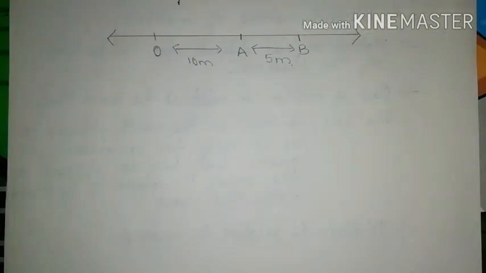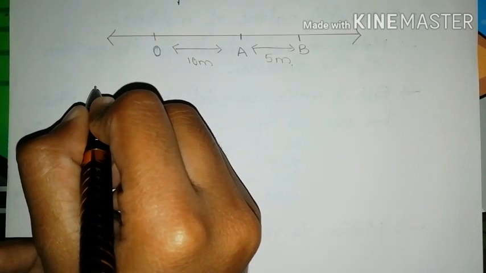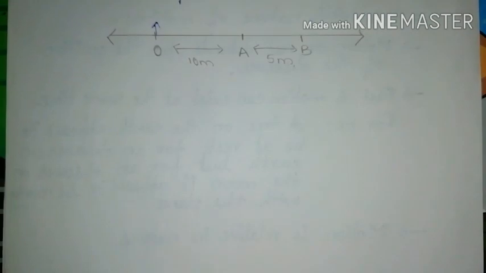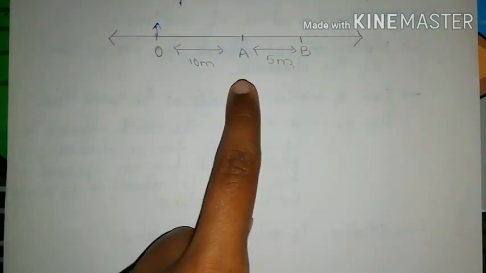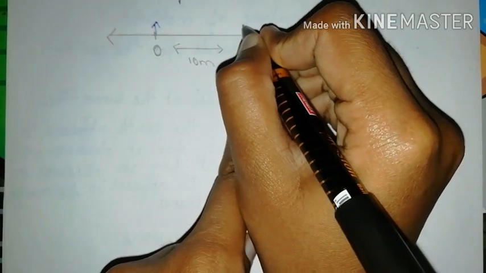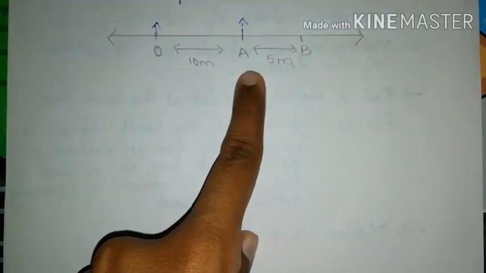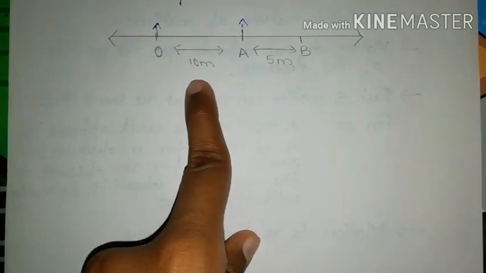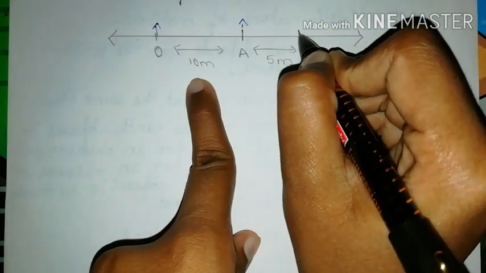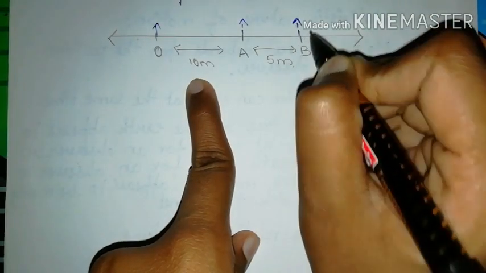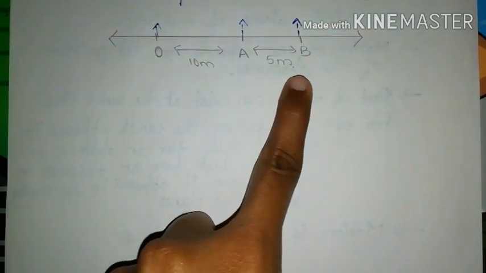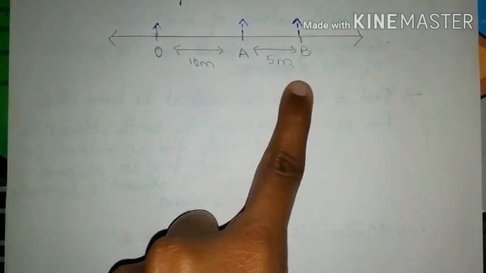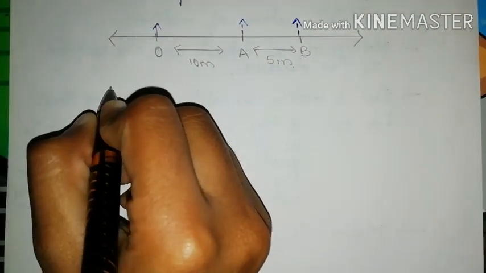So another way to understand distances and displacements is, consider an object at O. Initially the object is at point O, and then it moves from O to point A. At point A, the length between points O and A is 10 meters. Then the object moves forward to point B, and the distance between A and B is 5 meters. So first let us write these down.